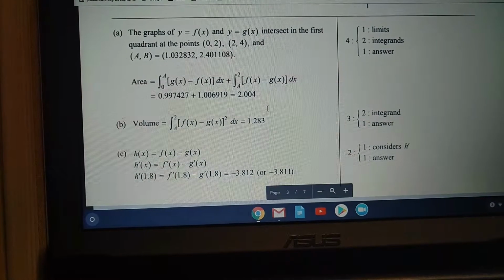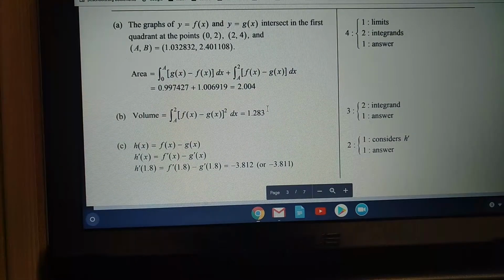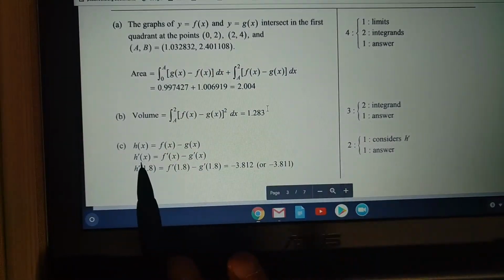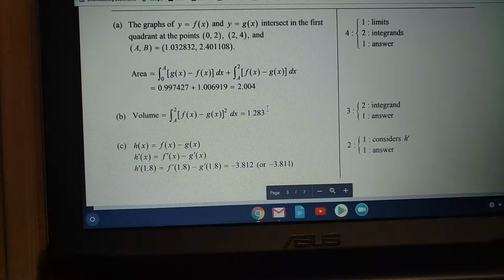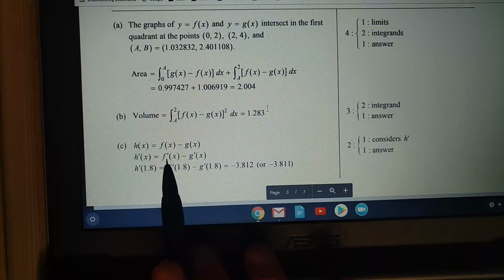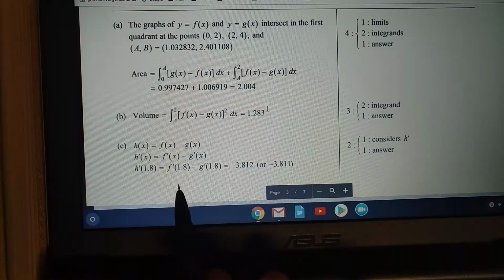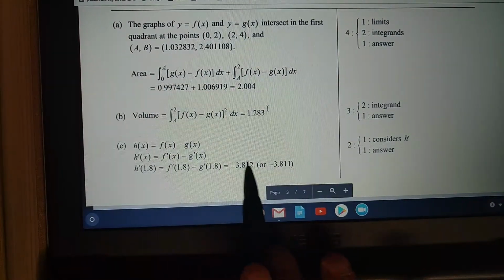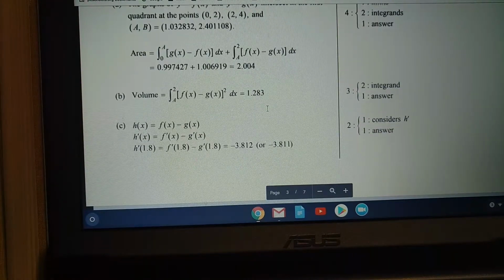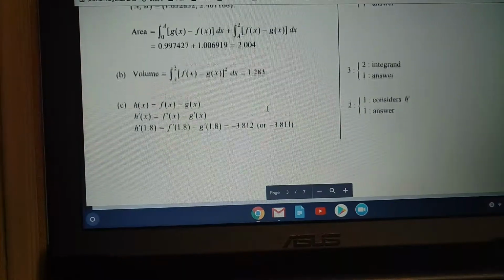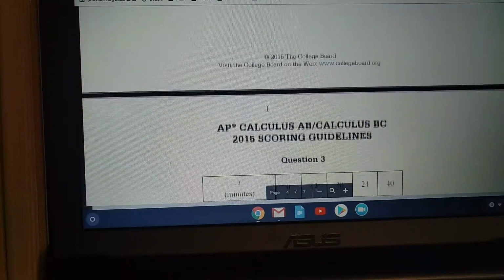Okay, for C, you get 1 point for knowing you need to look at the derivative of h. So just the fact you know you have to look at the derivative of h gets you 1 point. And you get a second point if you actually can calculate that correctly. That's the derivative of x minus the derivative of g, and do that correctly and get the negative 3.812. So go ahead, score that out of 9, and then let's move on to question 3.